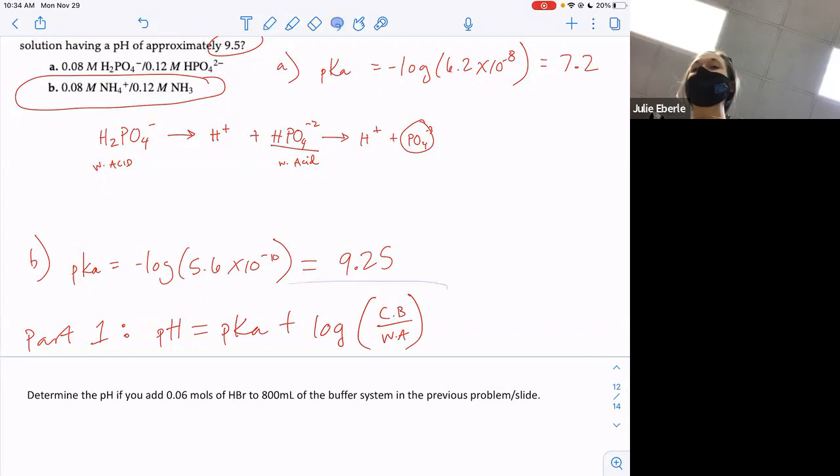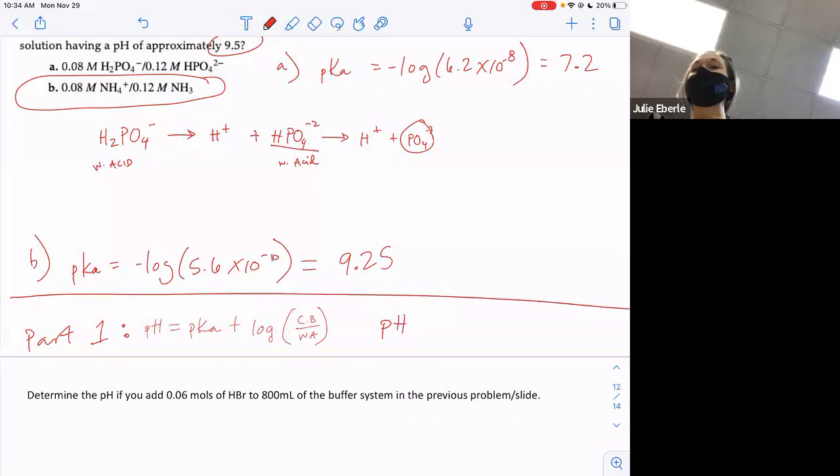I need to shrink this down, I'm running out of space. So pH, this is part 1 of a buffer problem. I guess I could draw a line. pH equals 9.25 plus the log. Which one's my conjugate base again? Yep, so we'll plug in the 0.12 over the 0.08. Oh, 0.8. I just wrote 0.8.